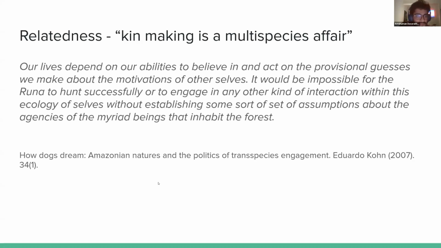Eduardo Kohn says, our lives depend on our abilities to believe in and act on the provisional guesses we make about the motivation of other selves. It would be impossible for the Runa, the community in Ecuador that he's living with, to hunt successfully or to engage in any other kind of interaction within this ecology of selves without establishing some sort of set of assumptions about the agencies of the myriad beings that inhabit the forest. This was best captured by the jaguar example that Rajesh spoke about.